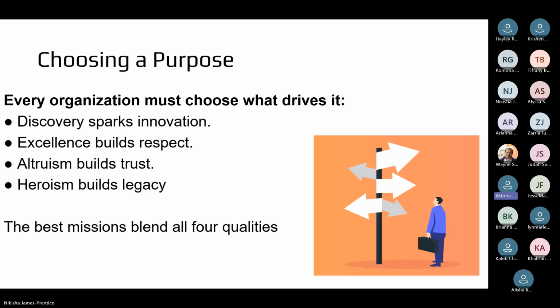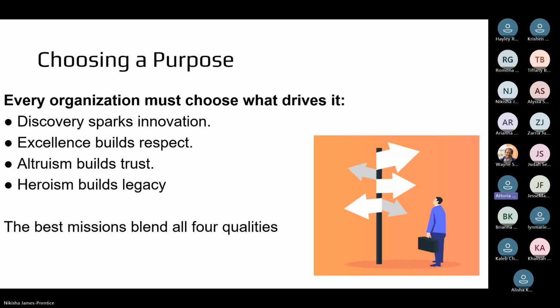Understanding the four frameworks leads us to the final practical step, choosing a purpose. Every organization must choose what drives it. Discovery sparks innovation, excellence builds respect, altruism builds trust, and heroism builds legacy. The best mission blends all four qualities.